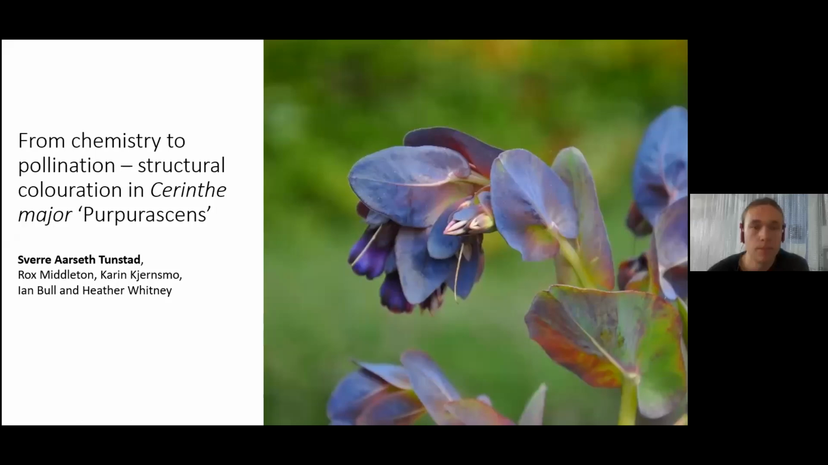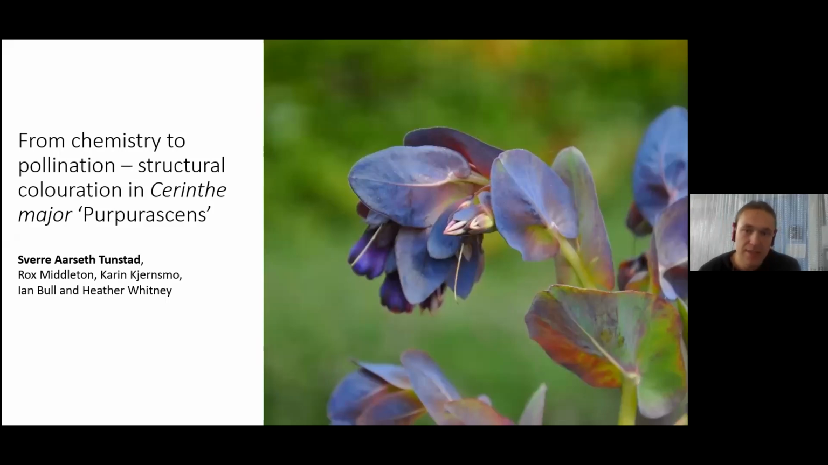Hello, everyone. My name is Sverre Aarseth Tunstad. I'm a PhD student at the University of Bristol under the supervision of Heather Whitney in biology and Ian Bull in chemistry. And for this talk, I will talk to you about Cerinthe major purpurescens, which is a plant in the Boraginaceae family with a set of very beautiful blue bracts. A bract is a flower-associated leaf. So it's not the flower itself, which is blue in this image, but the leaves.